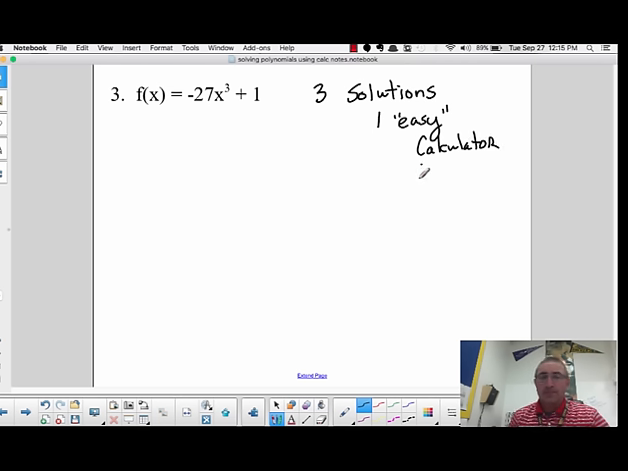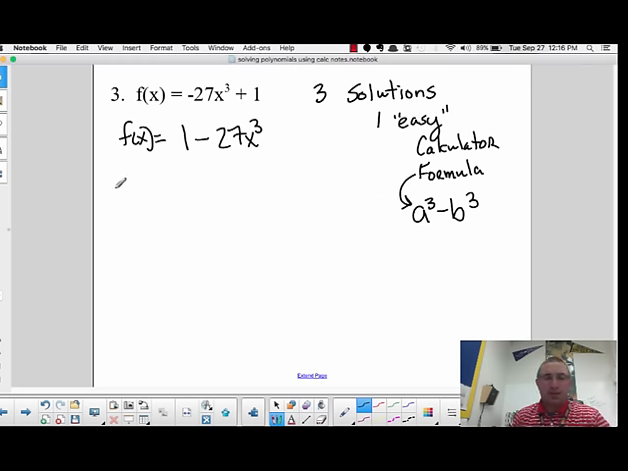But other times you may be able to use a factoring formula. Okay? So don't automatically jump right to the calculator. If you look at this function more closely, and I'm going to reorder it for you, it's 2 terms, and it's 1 cube minus a different cube. It's a difference of cubes. Okay? So there is a formula for that for factoring.